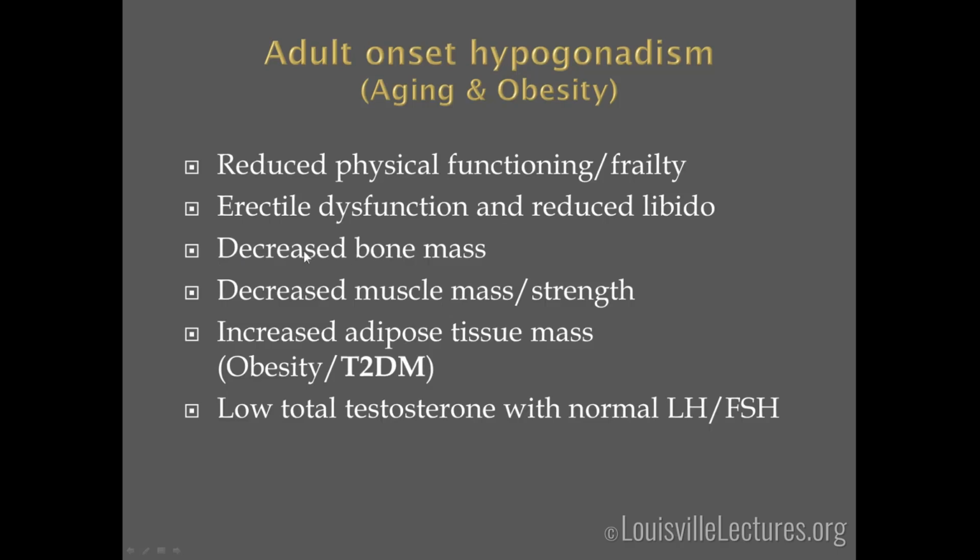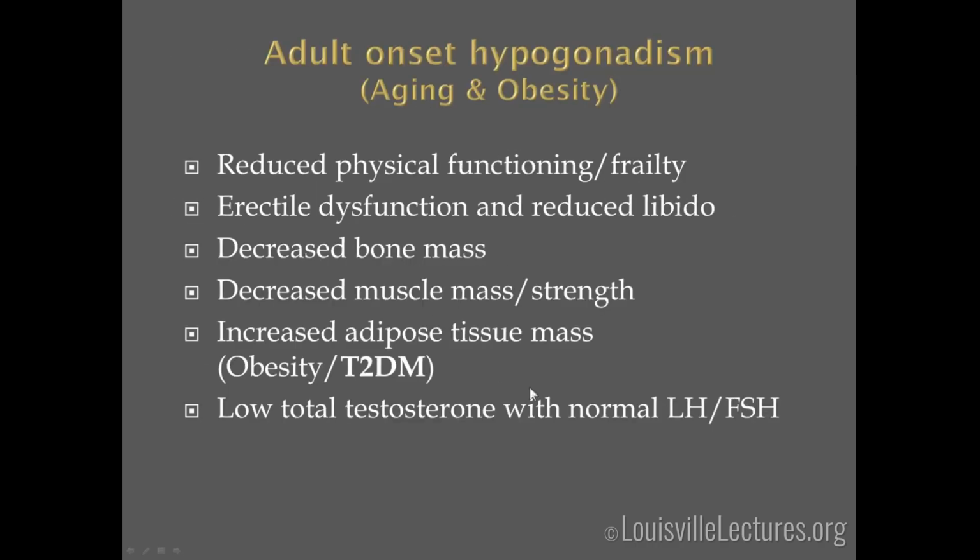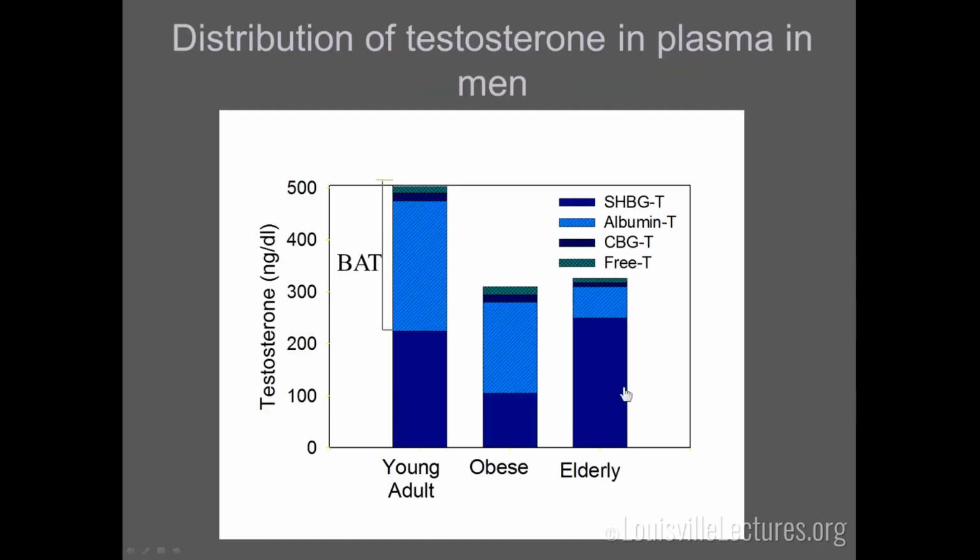With severe testosterone deficiency, you might have low bone mass and decreased muscle mass. Many of the patients are overweight with a propensity for diabetes, and they have a low normal total testosterone like this one, just below the normal range, and the LH and FSH are normal. They're not high, they're not low.